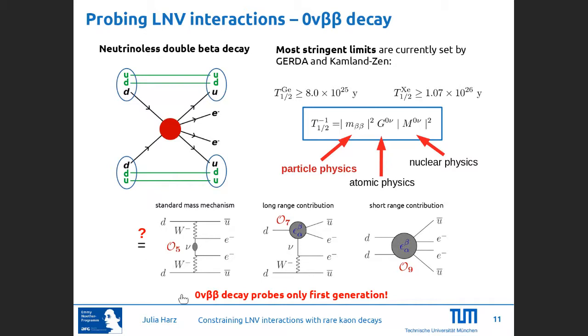The drawback, what one should mention for neutrinoless double beta decay, that it's a very sensitive probe on the one hand, but on the other hand, it only probes the first generation. So this is basically the limitation of neutrinoless double beta decay, because we only have here the electrons and the first generation quarks.